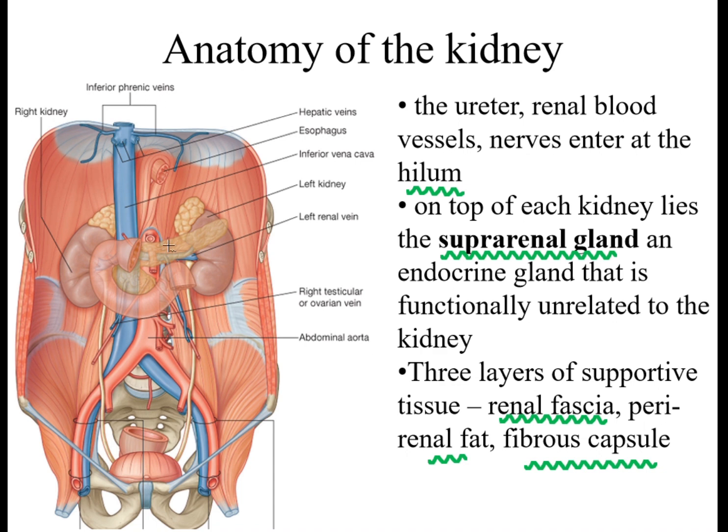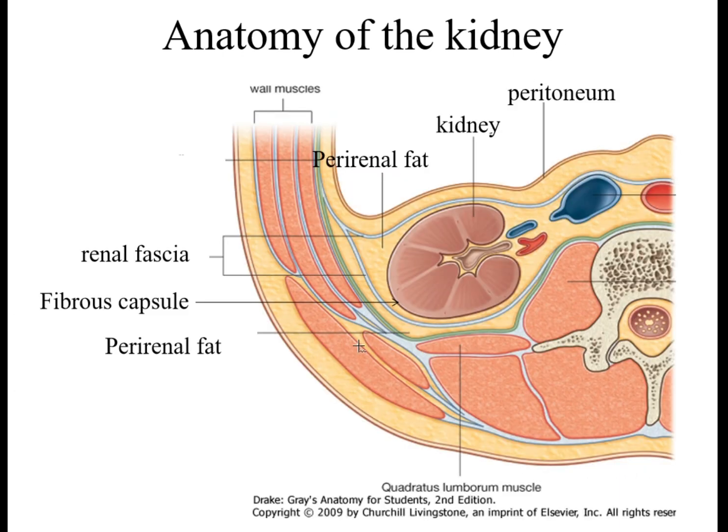As you can see here, this is the inferior phrenic vein. This side is the right kidney, and this is the left kidney. This structure is the inferior vena cava, and this is the left renal vein, and this part is the right testicular or ovarian vein, and this is the abdominal aorta.